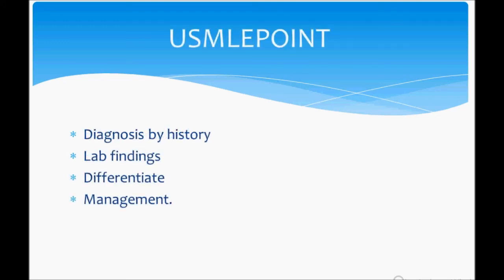USMLEPOINT, diagnosis by the history. You need to diagnose by history. They will give the history, presentation, polydipsia, polyuria, thirst. You need to diagnose it by lab findings. Sometimes they give a short history and give the lab findings, osmolality, everything, hypernatremia, and you need to differentiate between central and renal. That's also very important. And how do you manage?